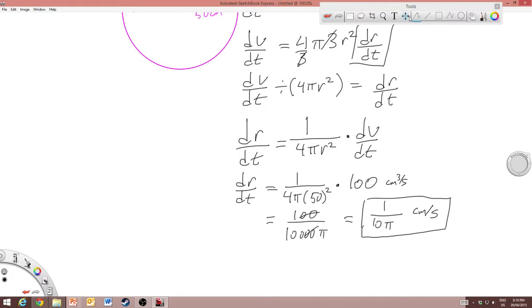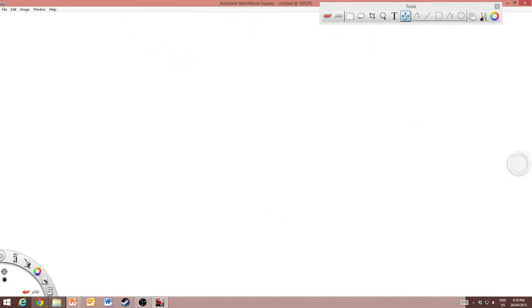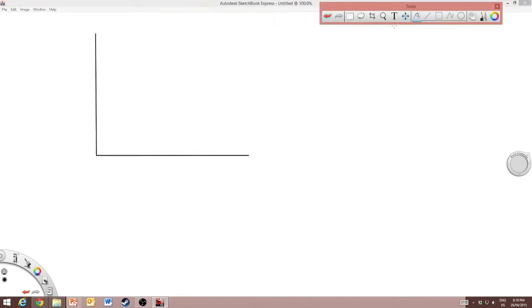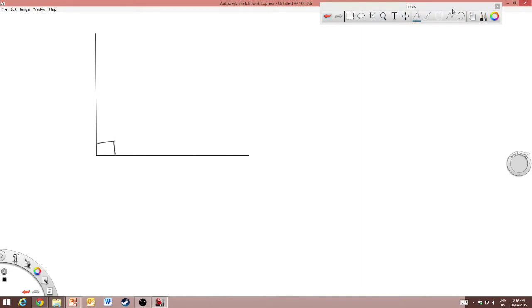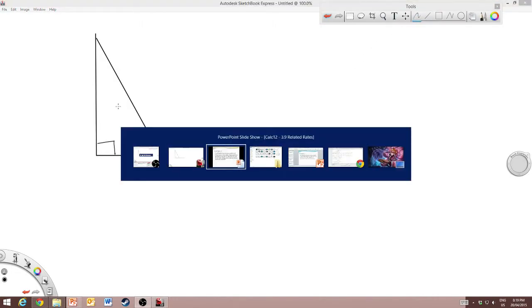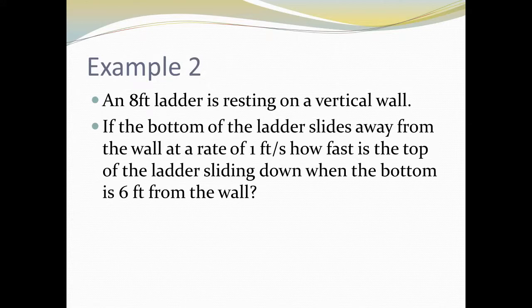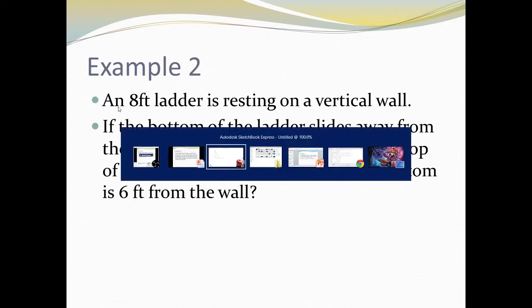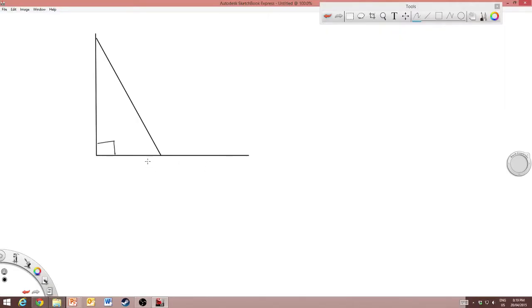So in this situation, this is what the picture looks like. We have a wall. We're going to assume it's at a right angle to the ground, as follows. And then we've got a ladder like that. There we go. Okay, the bottom of the ladder is sliding away at 1 foot per second going this way.